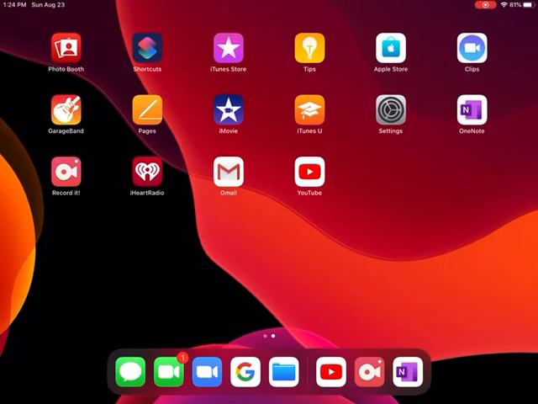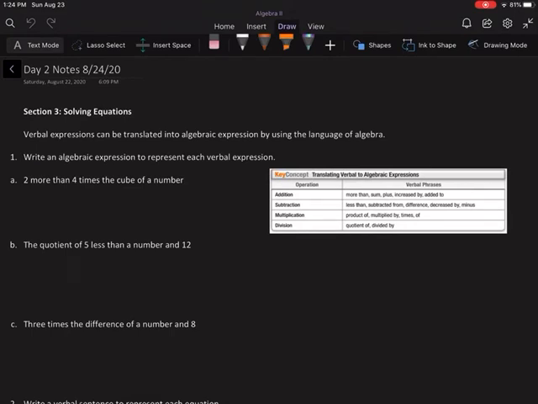All right, ladies. Section 3, I believe. Section 3, solving equations. We also need to know the difference between an expression and an equation.